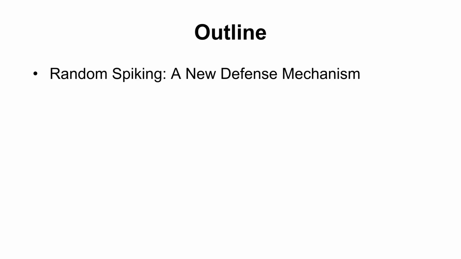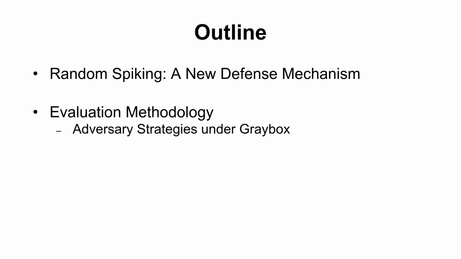So in this paper, we first propose a new defense mechanism called random spiking. Then we also propose a systematic evaluation methodology based on a model of adversary knowledge. We also show that in a gray box setting, the adversary can choose a better attack strategy to generate more effective adversary examples. Let's first take a look at our defense mechanism, random spiking.